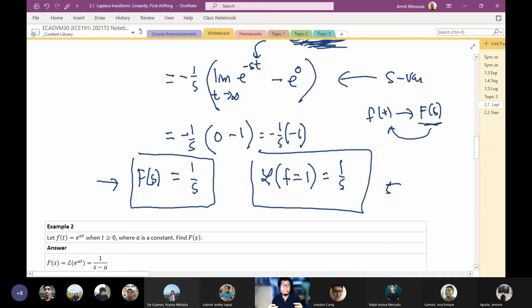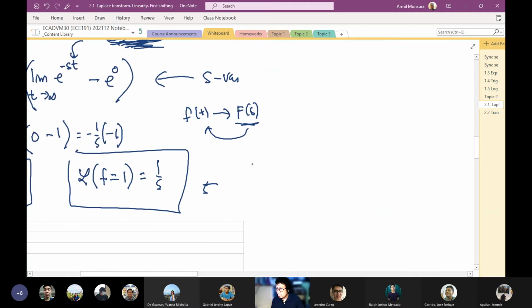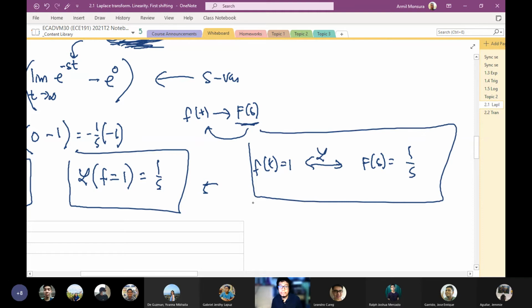So we have now established that we can build Laplace transform pairs. Here is one: f of t equals 1 is paired with f of s equals 1 over s through the Laplace transform operator. We call this a Laplace transform pair. Later on, we will generate a few more Laplace transform pairs, and then we will use the properties so that we no longer have to integrate. At that point, we will only be discussing algebra. Is that clear?